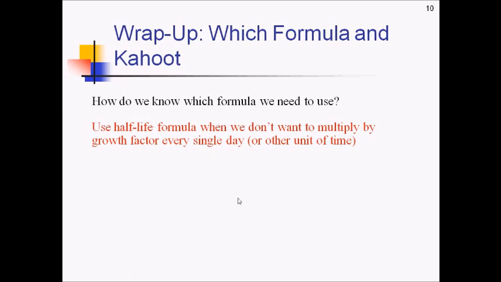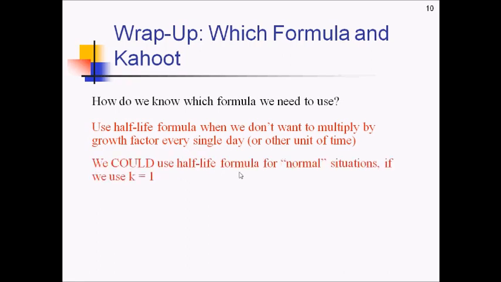Now technically, you could use the half-life formula for everything. Normal situations, you've really just got a k value of 1. If you want to wait 1 time unit before multiplying by the b value, then you could still use t over k. So you really could think of it as just being one formula, but k is 1 in these normal situations. Well, that's it for exponential formulas.